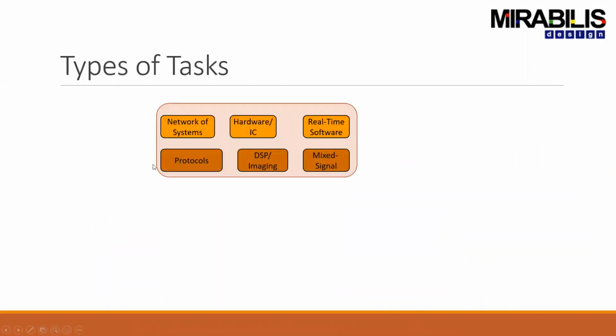Now, the types of tasks can be many. So you can have a network of systems where you can talk about the ping-ponging between different nodes. It can be hardware, it can be a semiconductor, it can be software, which is probably the most common type of task graph, which is typically SysML, UML. But you also have other types where you can combine DSP, imaging, mixed signal, and other types of behaviors in multimedia, wireless communication, or other types of activities.